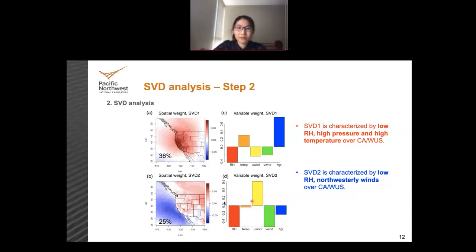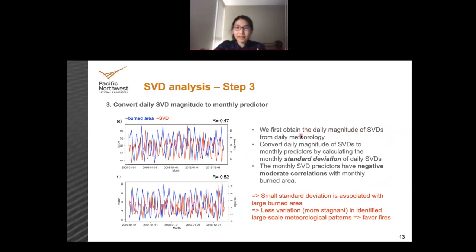So with these two identified SVDs, we can obtain the daily magnitude of these large-scale circulation patterns based on the daily meteorology. But one thing is that we are building a monthly model, but we have the daily SVDs. So we need to convert the daily SVDs to monthly predictors. What we did here is calculate the monthly standard deviation of the daily SVDs.